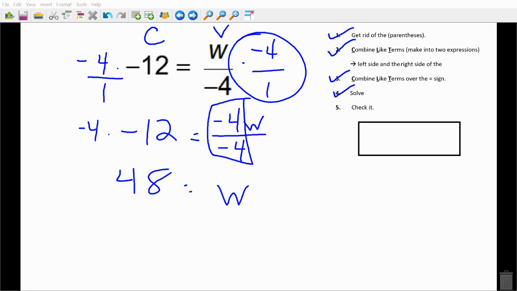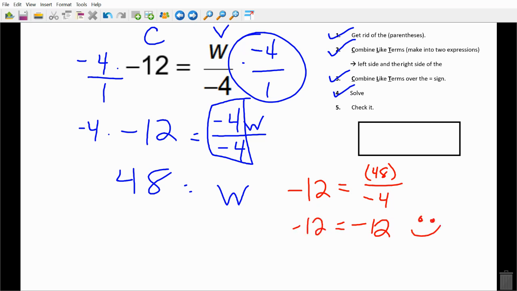Check our work. We get negative 12 equals parentheses divided by negative 4. What do we do with our parentheses? Put our final answer in there, which was 48. What is 48 divided by negative 4? Again, if you need a calculator, no big deal. No one's judging. But we're going to get negative 12 equals negative 12, which, again, gives us our smiley face. Moving on.